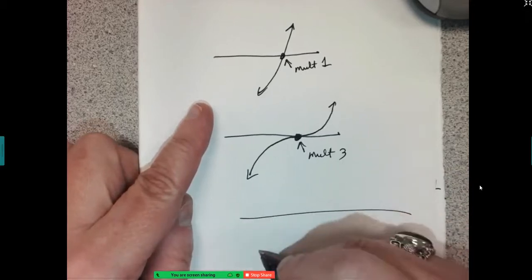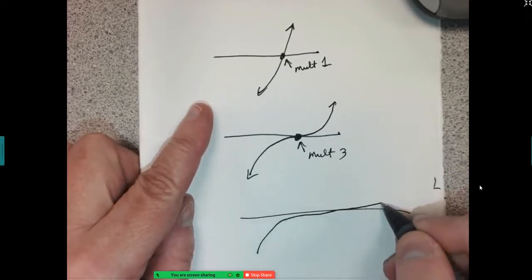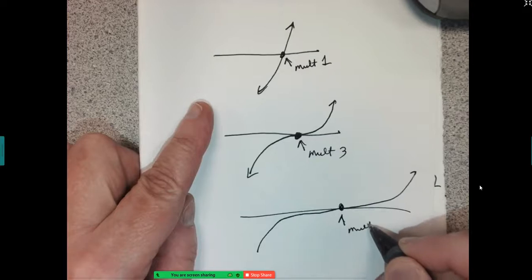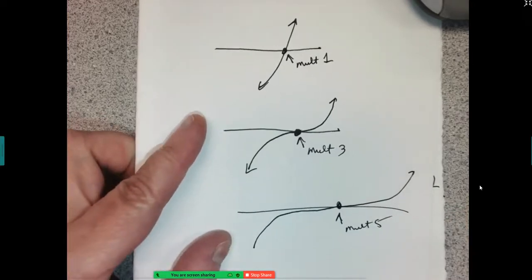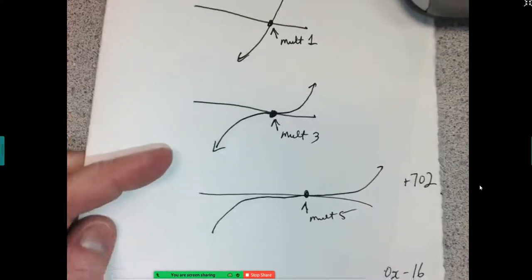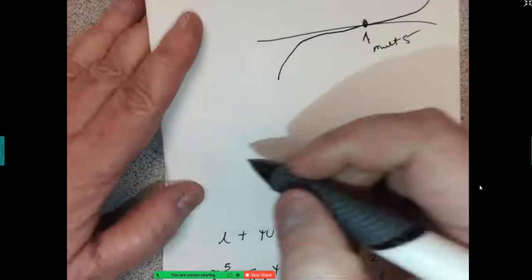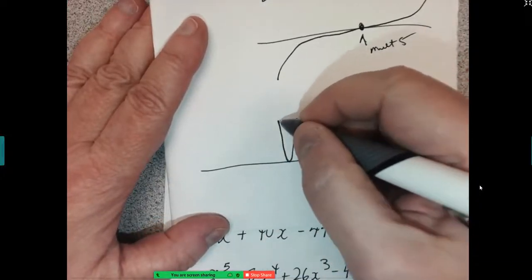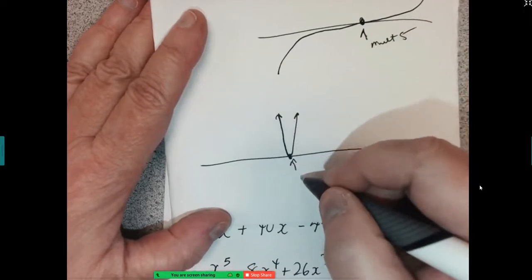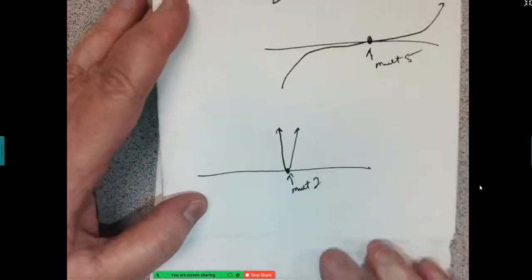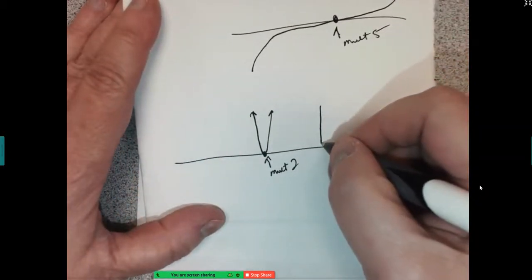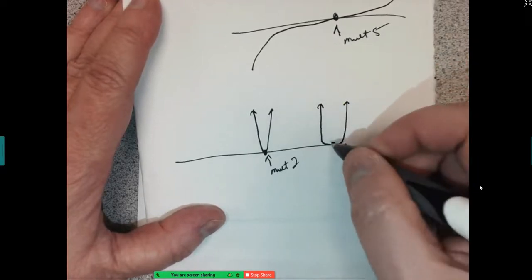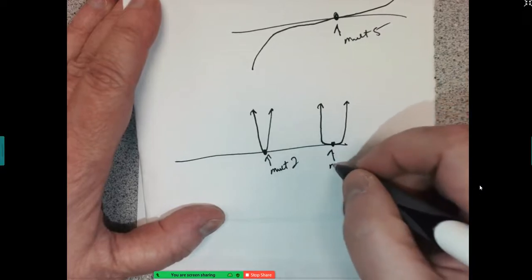Something with multiplicity 5 would be even more flattened, but it's doubtful we'd ever see that. But the higher the multiplicity gets, the more flattening effect it has. It's the same for even multiplicity. Remember, even multiplicity is it touches and bounces back. So I would expect something like that to have multiplicity 2, and something more flattened like this I would expect to have multiplicity 4.